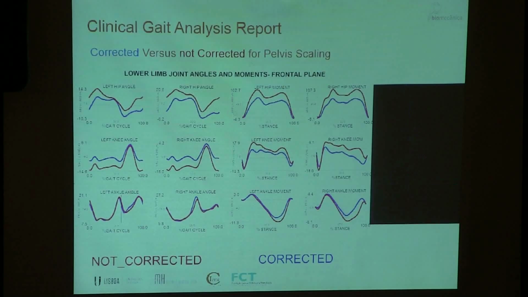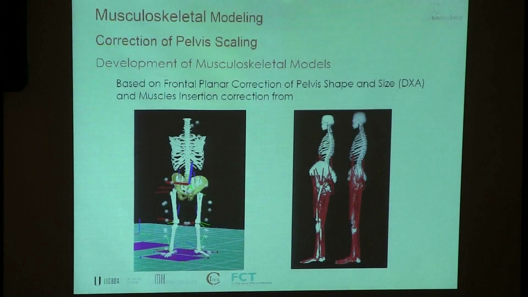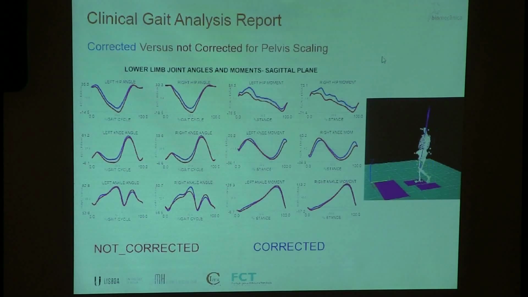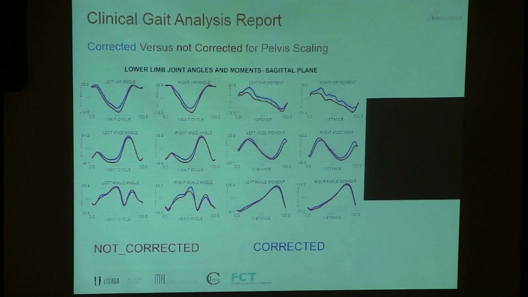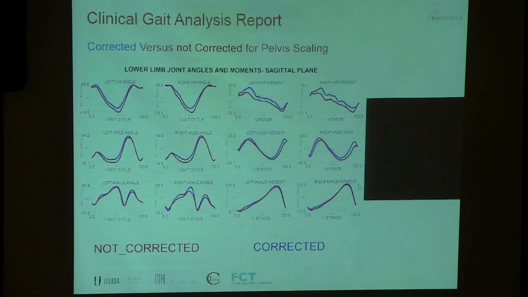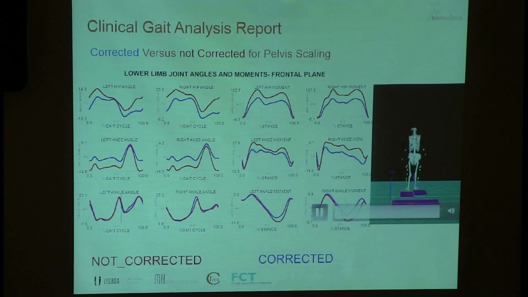And it's clear that for all the joint angles and also moments of force, but especially moments of force, both on the sagittal plane, even if on the sagittal plane there is not that huge deviation, we have bigger deviation on the hip and smaller on knee and ankle. But on the frontal plane, this is clearly an issue.